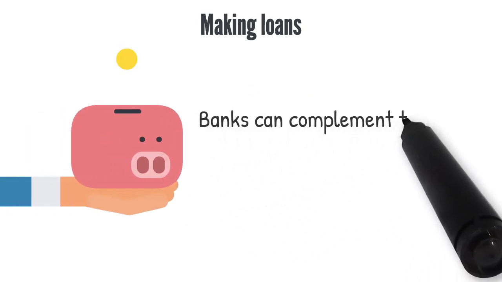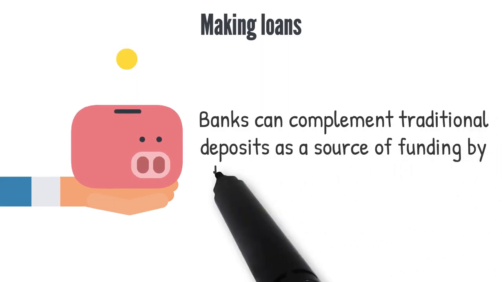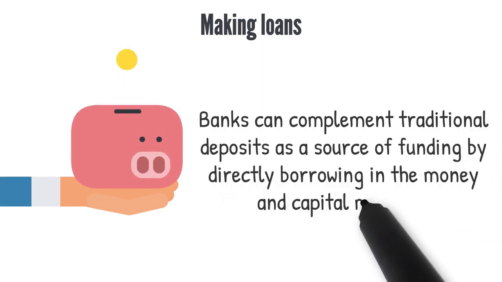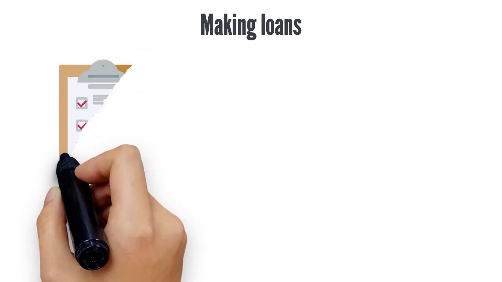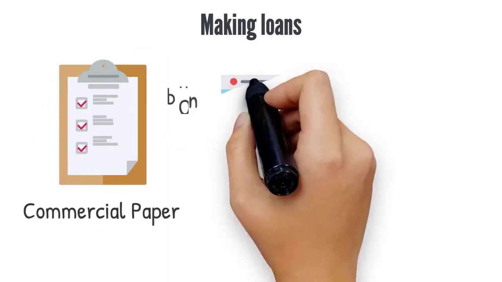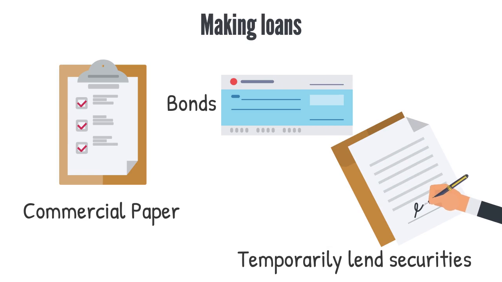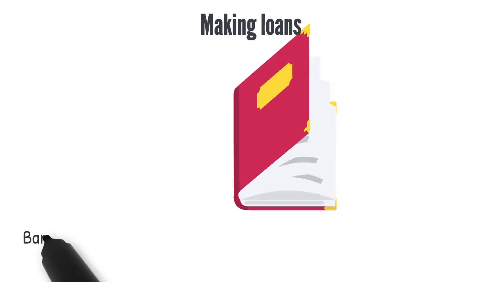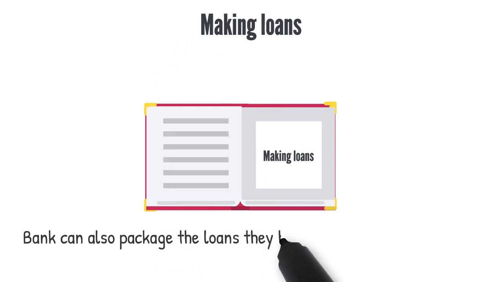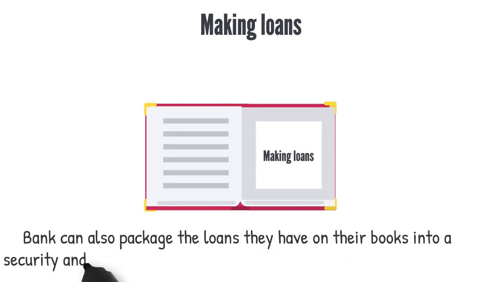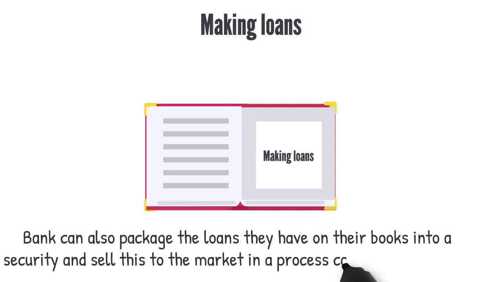Banks can complement traditional deposits as a source of funding by directly borrowing in the money and capital markets. They can issue securities, such as commercial paper or bonds, or they can temporarily lend securities they already own to other institutions for cash. Banks can also package the loans they have on their books into a security and sell this to the market in a process called securitization.